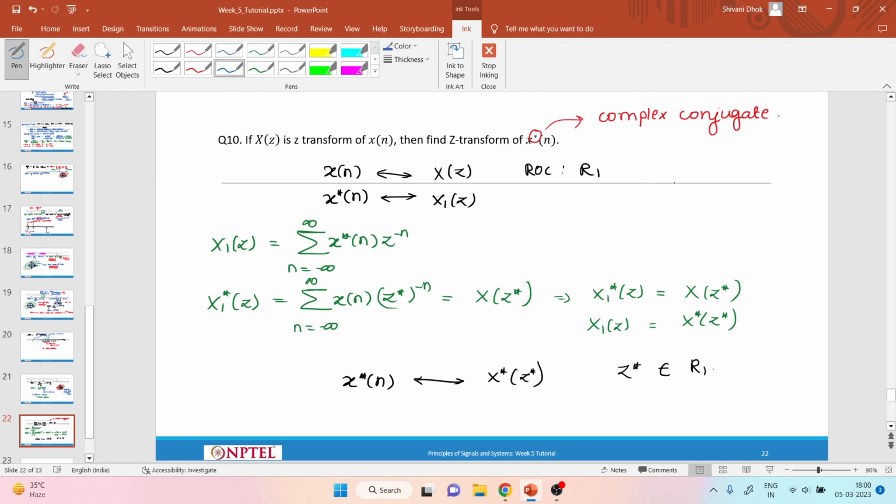Yes, it's like this. If I have a complex number a plus jb, its conjugate is equal to a minus jb. If I again take the conjugate, it will be equal to a plus jb.